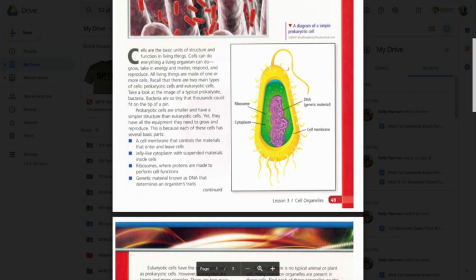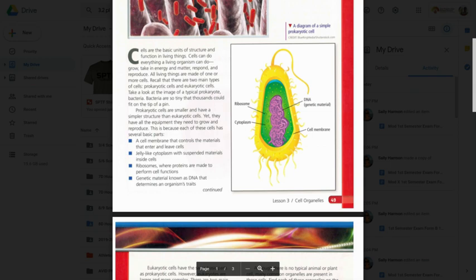Cells are the basic units of structure and function in living things. Cells can do everything a living organism can do: grow, take in energy and matter, respond, and reproduce. All living things are made up of one or more cells. Recall that there are two types of cells: prokaryotic cells and eukaryotic cells. Take a look at the image of a typical prokaryotic bacteria. Bacteria are so tiny that thousands could fit on the tip of a pin.